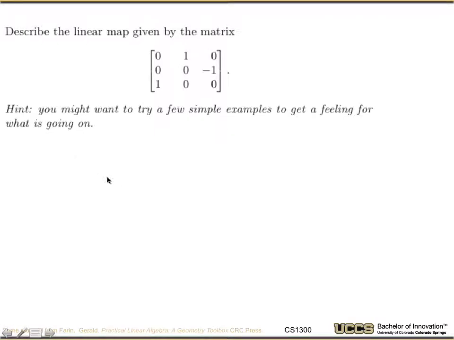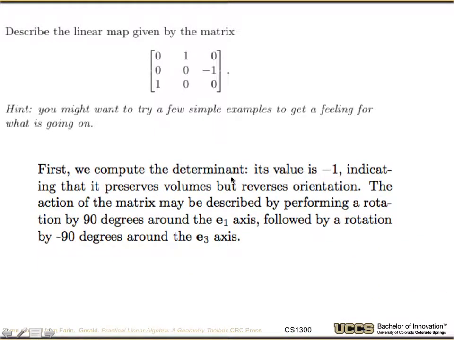Okay, so hopefully you've looked through that and come up with what you think is your answer. So first, I like to start with just figuring out what's going on with it. So this matrix has a determinant, you go through the determinant process, with a value of -1, indicating that it preserves volume but reverses orientation. So it's either a reflection or a multiple rotation problem.